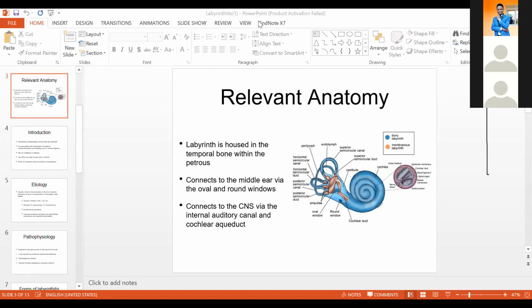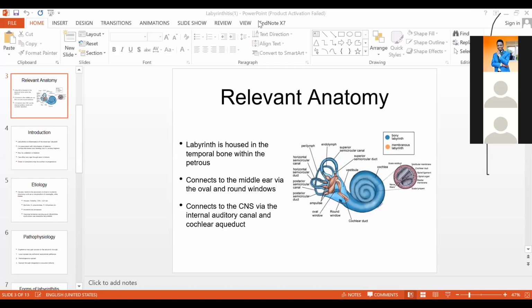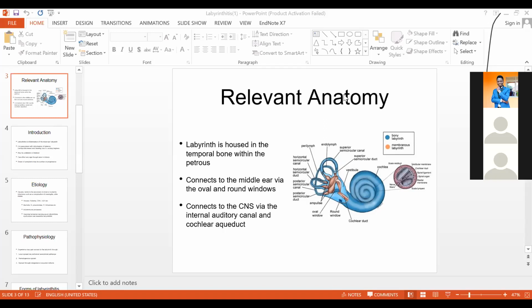Okay, any questions? What is the anatomical relationship between the inner ear and the eyes? It's not anatomical, it is functional. The vestibular system has input from the eye, the vertebral column, the spinal cord, and the, okay, that one we had seen in the last tutorial.